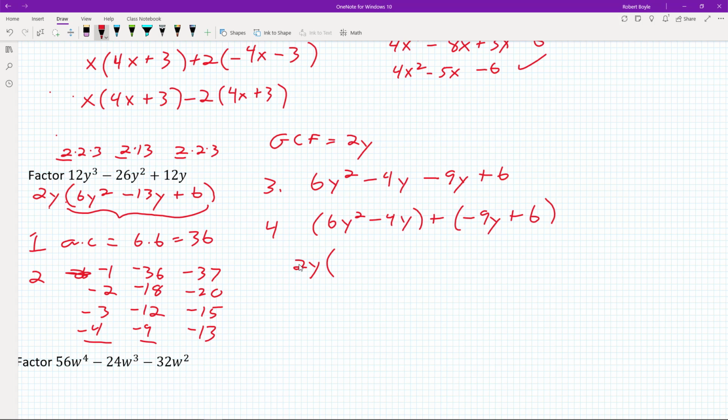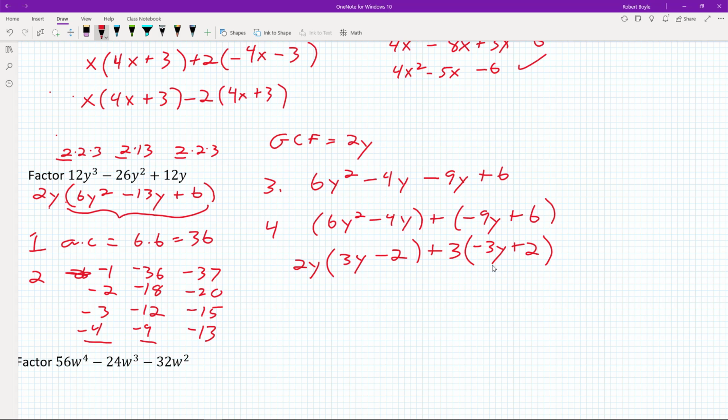And then what do we need to multiply 2y by to get 6y squared? Well, that would be 3y. Minus, what do we need to multiply 2y by to get negative 4y? That's just 2. Plus, now here we have a common factor of 3. What do we need to multiply 3 by to get negative 9y? Well, we need to multiply that by negative 3y. And what do we need to multiply 3 by to get 6? Well, that's just positive 2. Now notice that these are not the same, but they are opposites of each other.